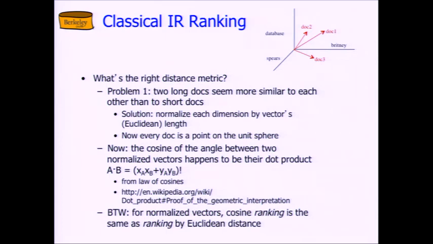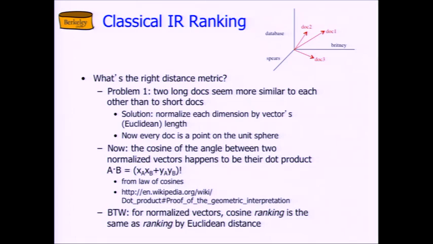So what we're going to do is we're going to normalize so that short documents and long documents are close to each other if they have similar term occurrences in them. Okay? So we're going to normalize each dimension by its length. So you take the vector, however long it is, you divide all its components down by that length to get it as a point on the unit sphere. Now, every document is the same distance from the origin, distance 1, okay? And the distance between two documents can now be measured by looking at the angle between them from the origin on that ball, on that n-dimensional ball, all right?